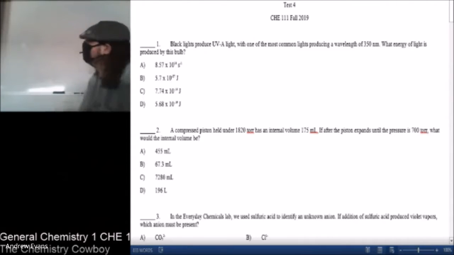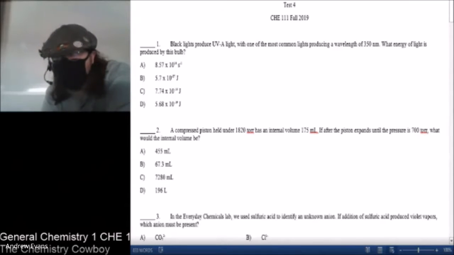So what we have here is a basic light law problem for the first one. A black light produces UVA light, which is one of the most common lights, produced at a wavelength of 350 nanometers. What is the energy of light produced by this light bulb?